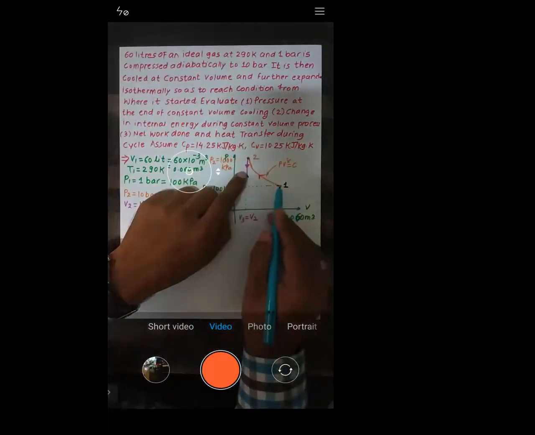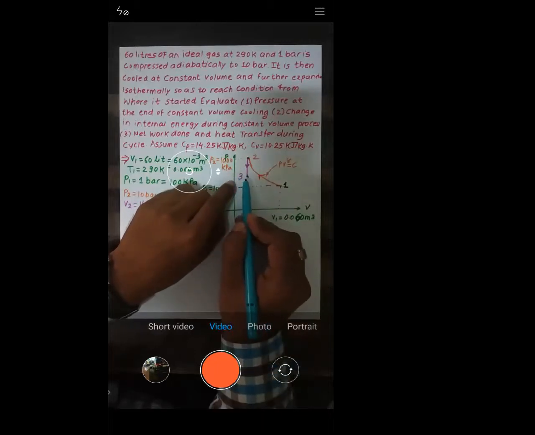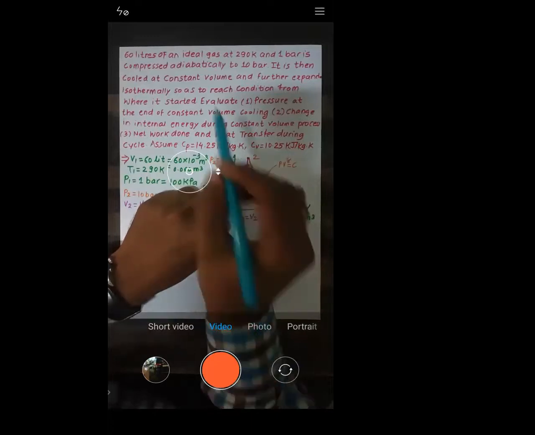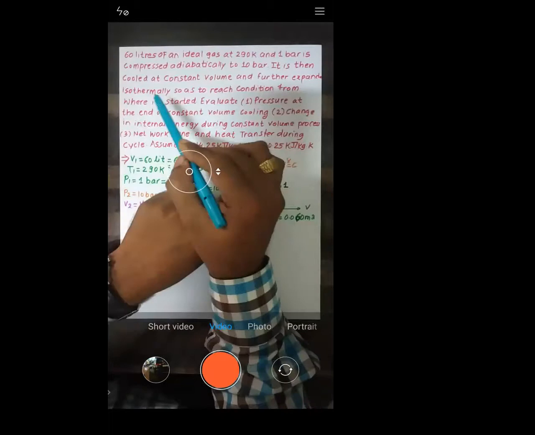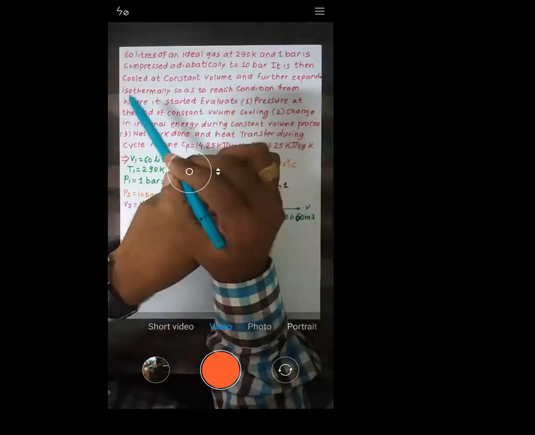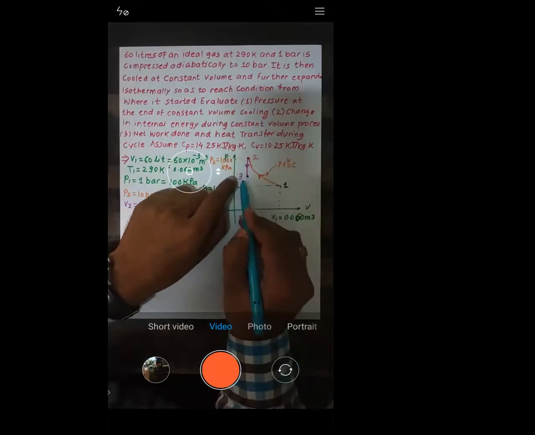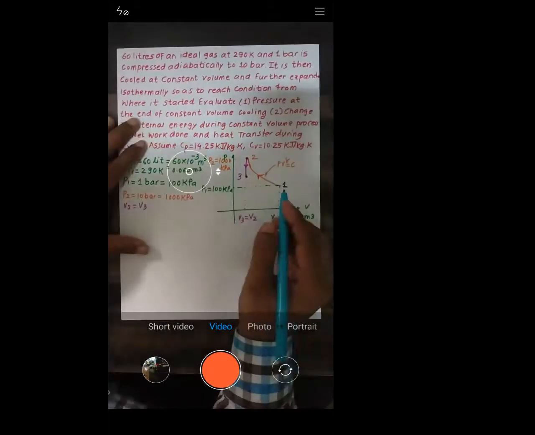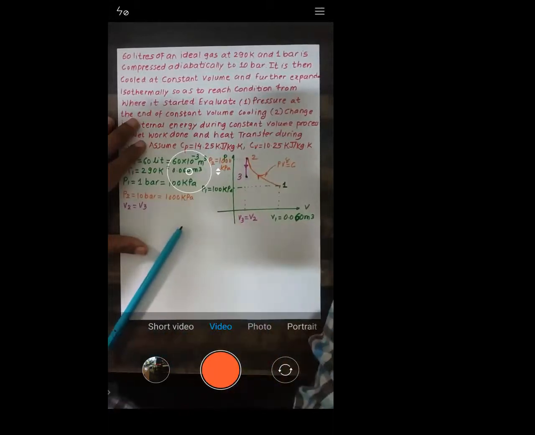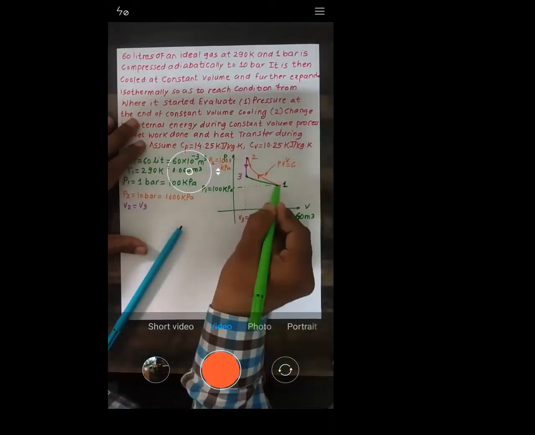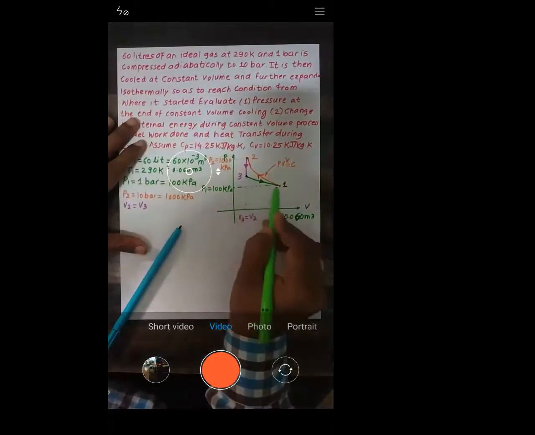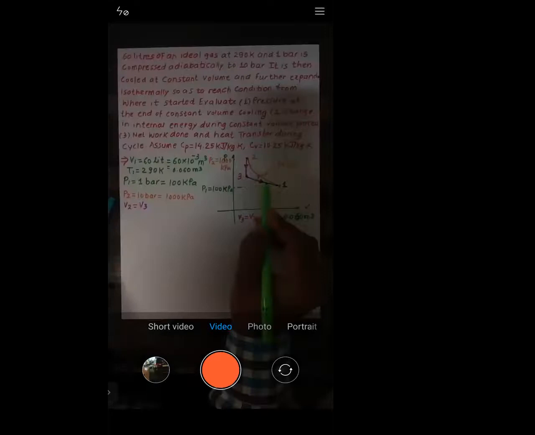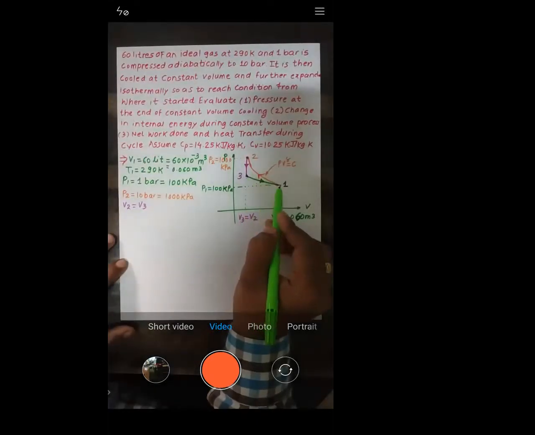So as to reach the condition from where it started. So from 1 it started. If I start expanding from point number 3, I need to expand it to point number 1 because it is mentioned in the problem: it is expanded isothermally so as to reach the condition from where it started. So obviously it has started from point number 1, right? So I will just connect point number 3 to point number 1. This is how it will expand, from point number 3 to point number 1.